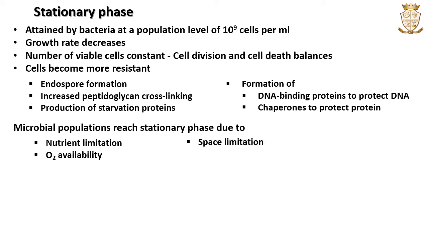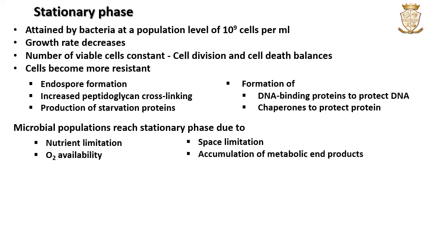The next factor is space limitation. Due to their increased growth during the logarithmic phase, the population size will increase, and we said already that the stationary phase is generally attained in a bacterial culture when the population level reaches about 10 raised to 9 cells per ml. So the increase in population size will result in space constraints. There will be a limitation of the biological space available for growing bacteria.